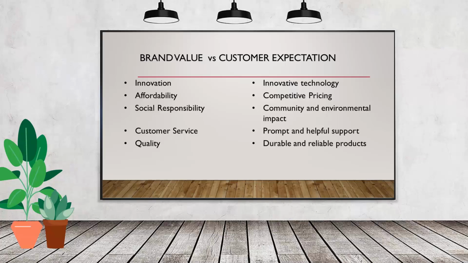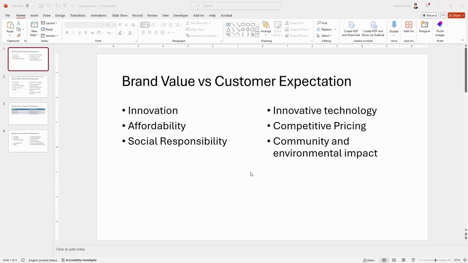Today we're looking very quickly at how you would arrange a PowerPoint slide where you've got two columns of bullet points or two columns of data, and you want the data in the left column to relate perfectly to the data in the right. Now here is a sample slide where everything's working perfectly. Innovation is right opposite the item that it relates to, and affordability opposite competitive pricing, and social responsibility is right opposite community and environmental impact.